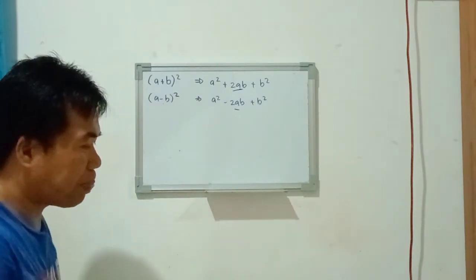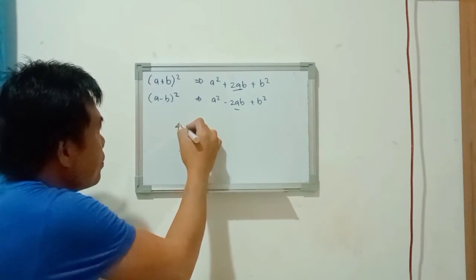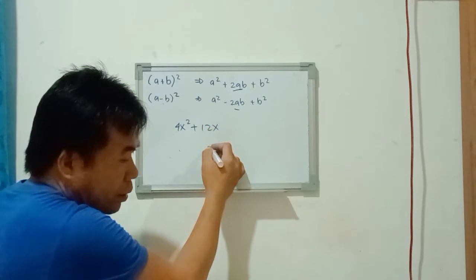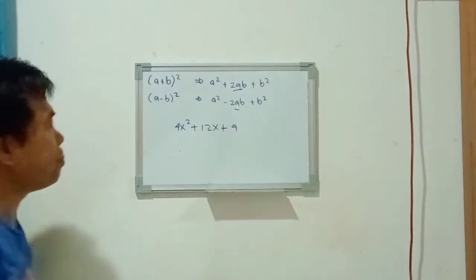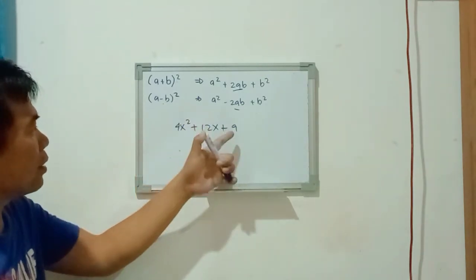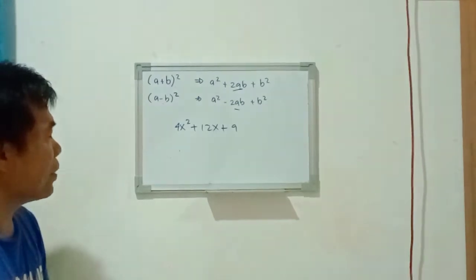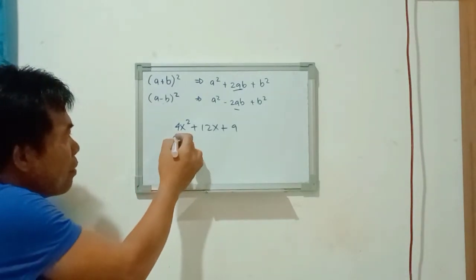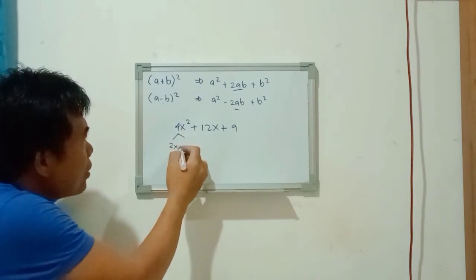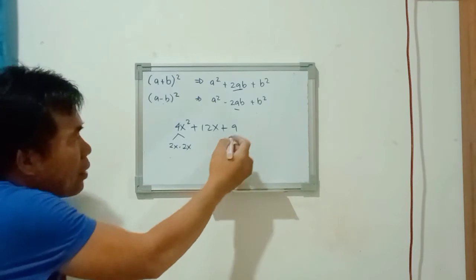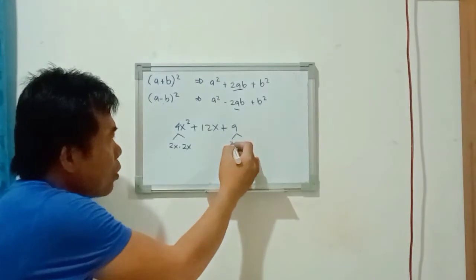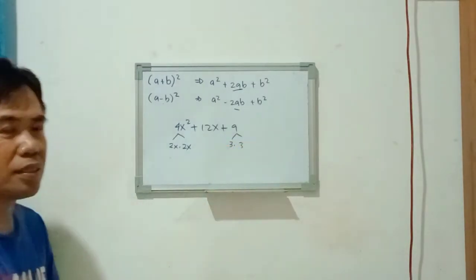So we have 4x squared plus 12x plus 9. Okay, so we first check if the first and last terms are perfect squares. The first term is a perfect square since it can be written as 2x times 2x. And the last term, 9, is also a perfect square since 9 can be written as 3 times 3.